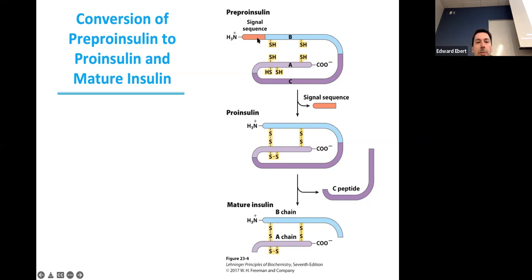Okay. So pre-pro, we have our reduced state and our signal sequence on there. Our proinsulin, it's oxidized, but we still have the whole chain except for the signal sequence. And then mature insulin, we lose the C-peptide.